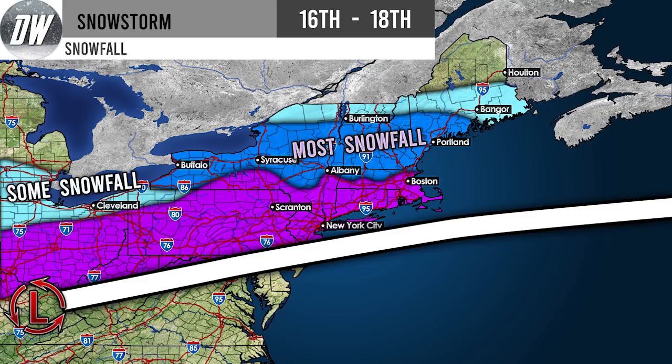Let's add our second layer here, which is going to be the most snowfall region from Buffalo, Syracuse through Albany, Portland, and near Burlington, as well as near Boston as well. These areas are expected to get the most snowfall and potentially 6 to 10 inches in some areas.